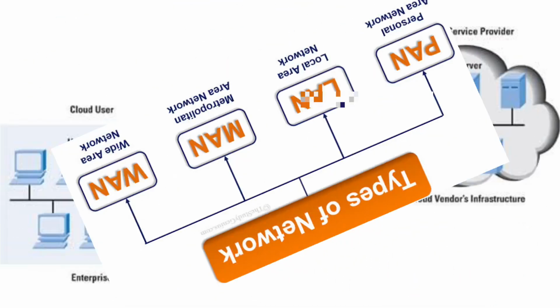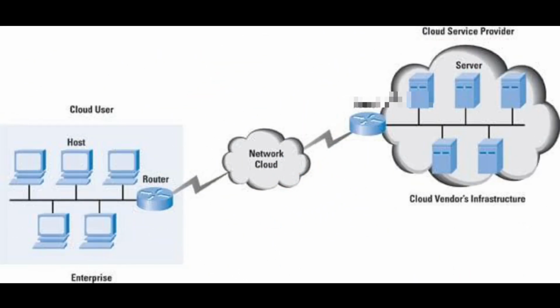Cloud networks. Cloud networks can be visualized as a wide area network, WAN, as they can be hosted on public or private cloud service providers. And cloud networks are available on demand. Cloud networks consist of virtual routers, firewalls, etc.